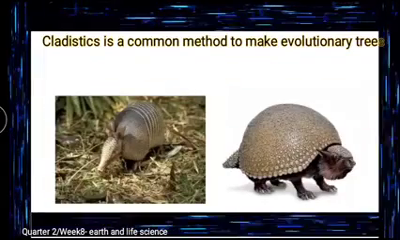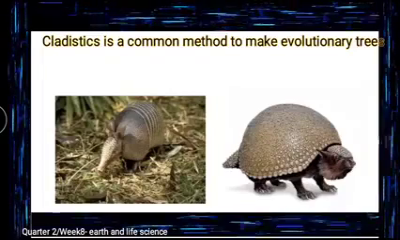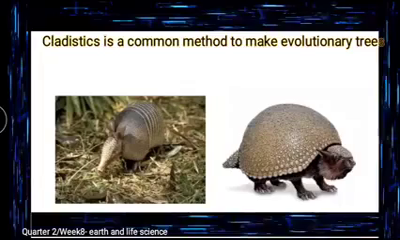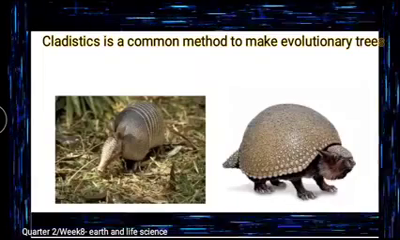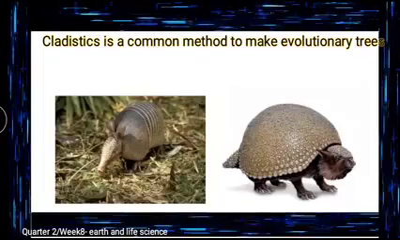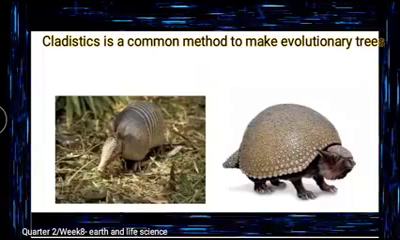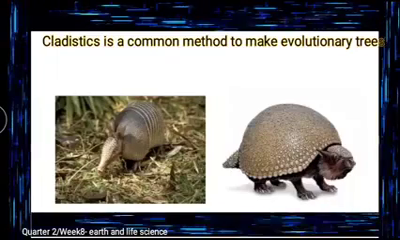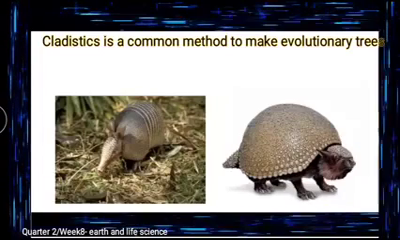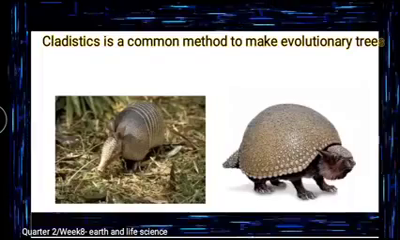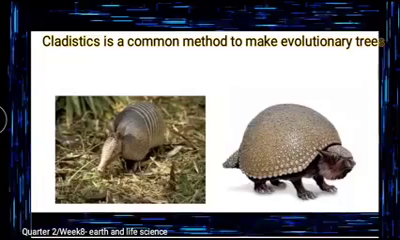Cladistics is a common method to make evolutionary trees. Common method refers to the idea that a scientist living in Houston would use this method to make an evolutionary tree, which a scientist in China would use too. This is the idea that all scientists working all around the world are saying the same thing. We can't imagine if different methods were used by scientists all around the world.